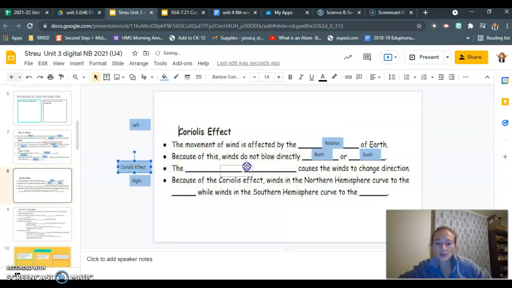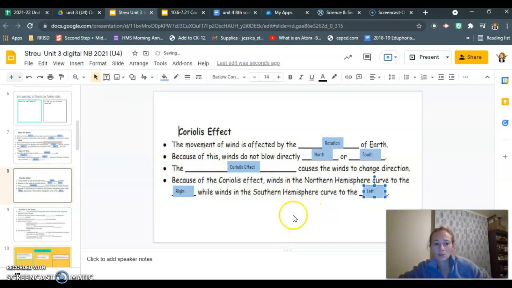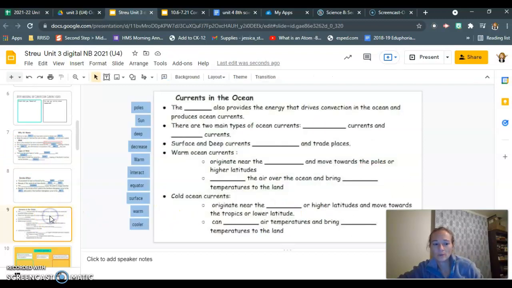The Coriolis effect causes the winds to change direction. Because of the Coriolis effect, winds in the northern hemisphere curve towards the right, while winds in the southern hemisphere curve towards the left. Looking at a map is what that means. Okay, pause if you need to pause. Go fill in that slide in your digital notebook.